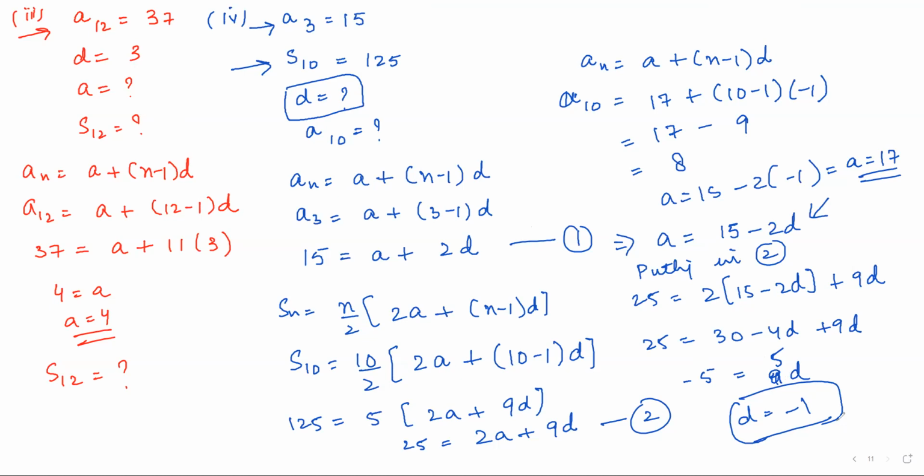Ma'am, done. Okay. Now next part, that is the fifth one. Now a is given and d is also given, right? But Sn is 90. Find n and an, right? Now a and d are given, so you start with this information.